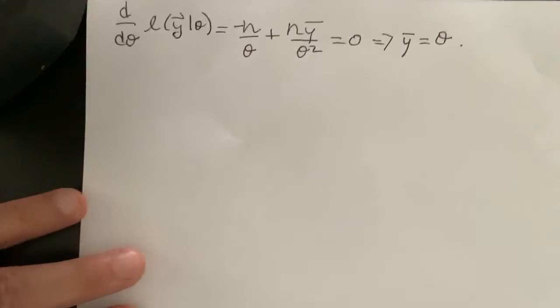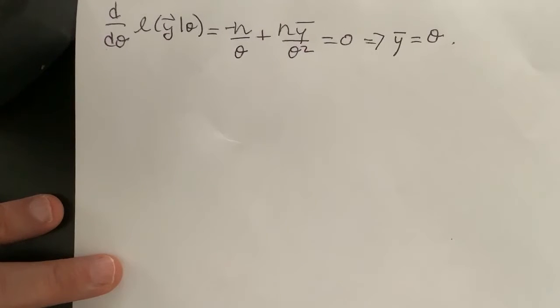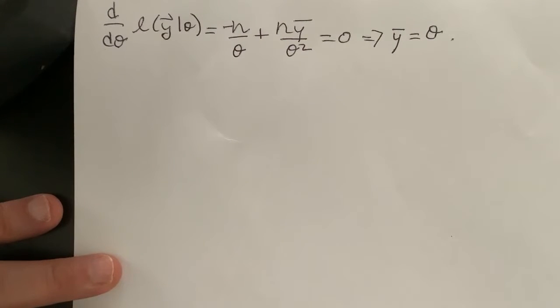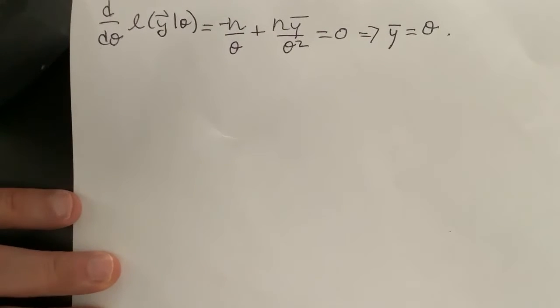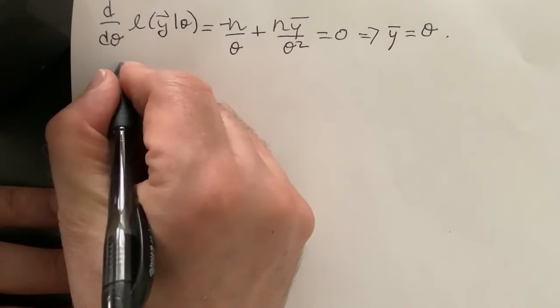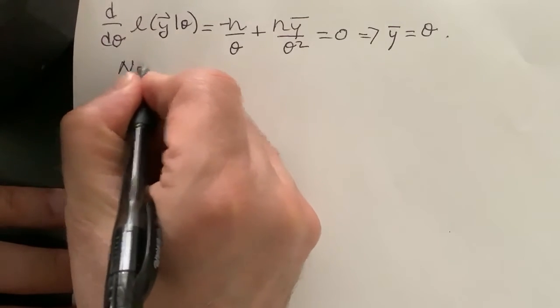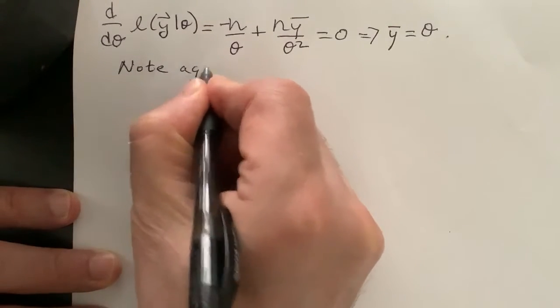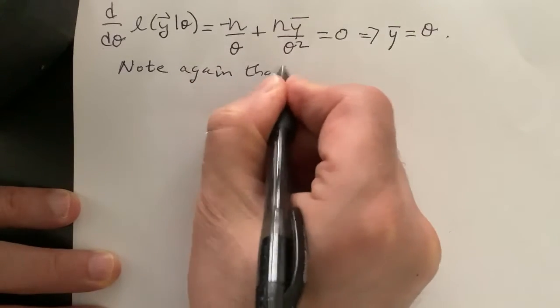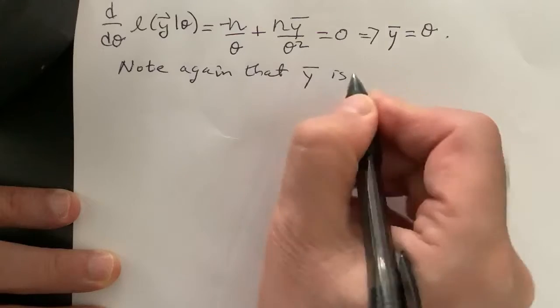Okay, one thing to point out here is that the MLE is again y bar. Did I say y hat? Y bar is the MLE for the exponential mean theta. Note again, y bar is a sufficient statistic, and it's also unbiased. So we can also note that y bar is sufficient.